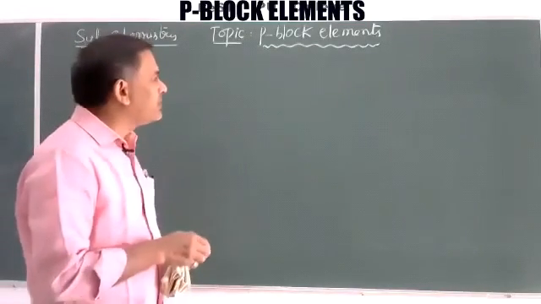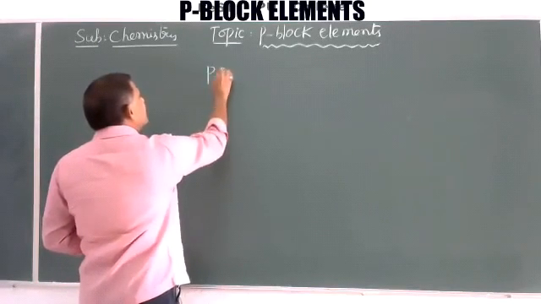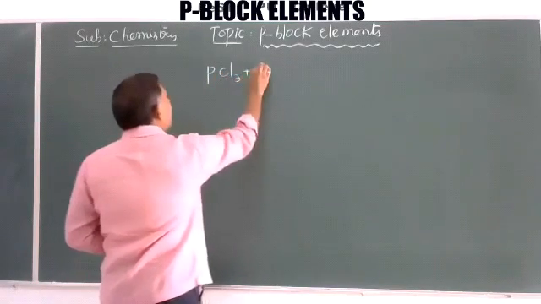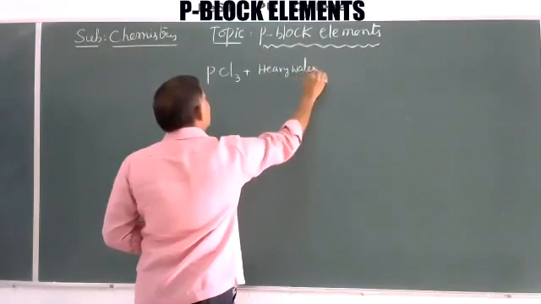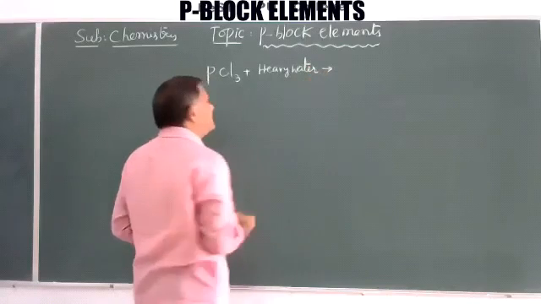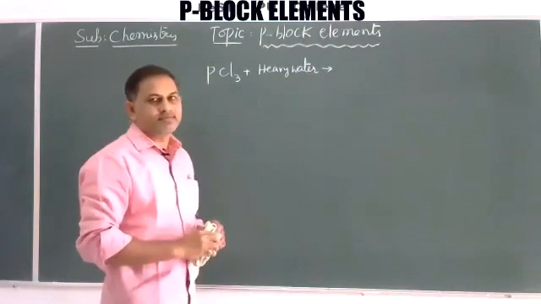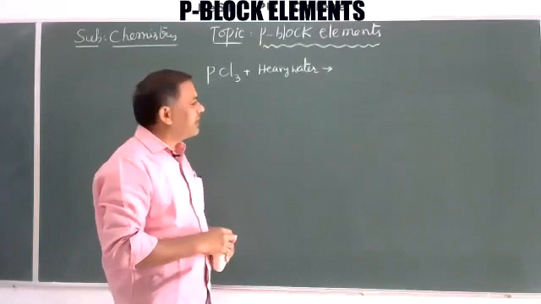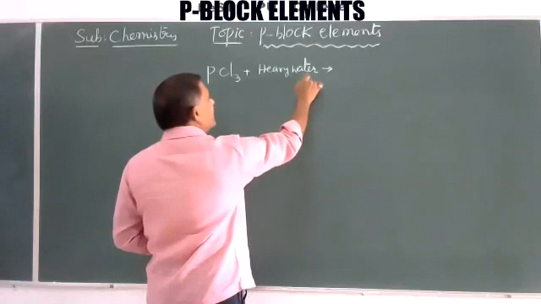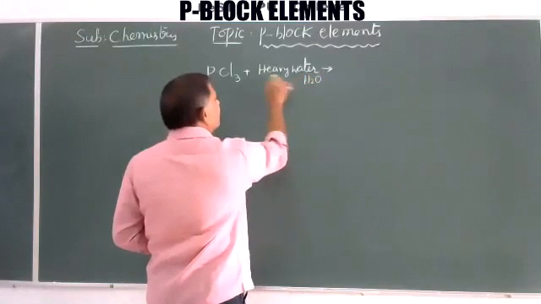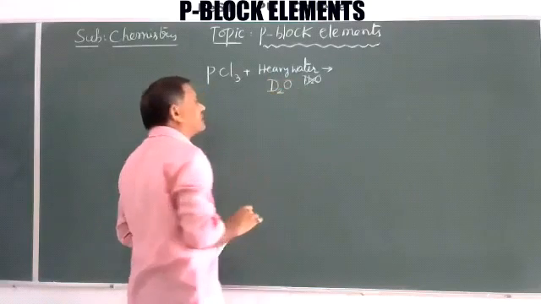Based on this, in the examination they'll ask like: here PCl3 reacts with heavy water, then what is the product obtained? Give reason. And give the corresponding formula. In the first year, in the hydrogen unit, we know heavy water. The water formula is H2O, but heavy water is D2O, deuterium oxide.